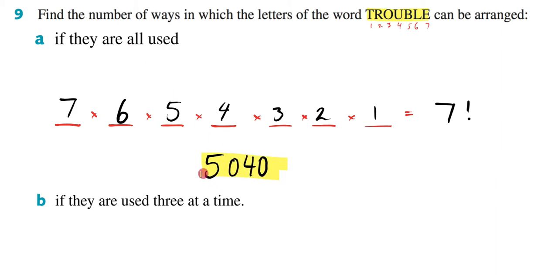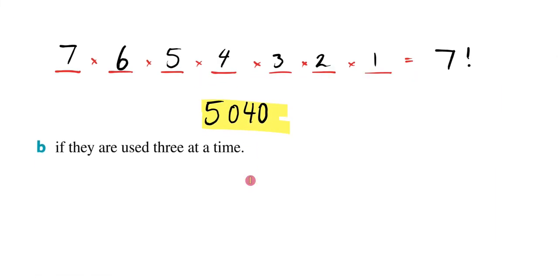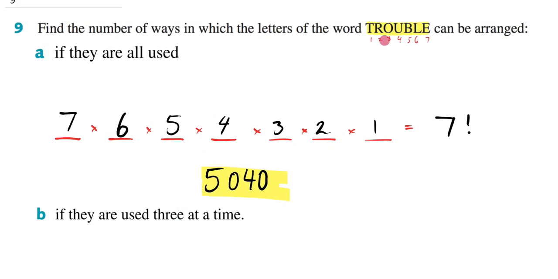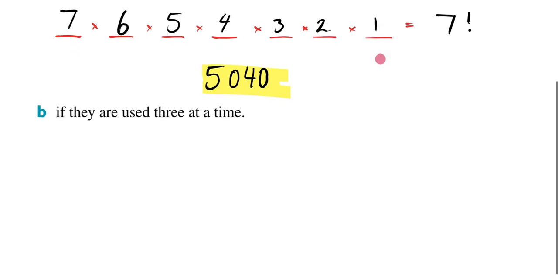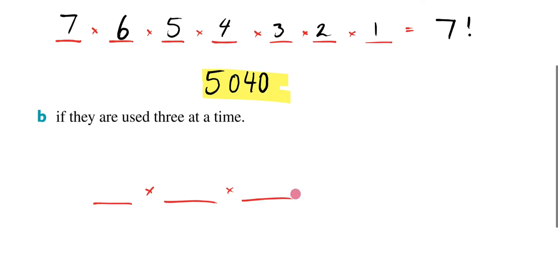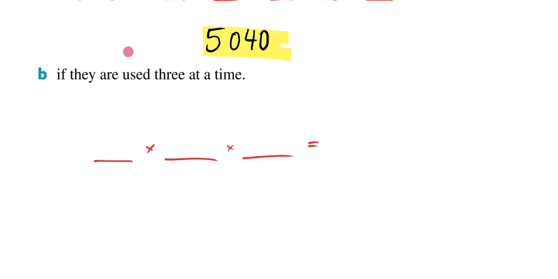Let's now answer the next question. That is the answer to A, and this part says if they are used 3 at a time. So in other words, how many ways can you arrange these letters if you have an arrangement that has a length of 3? I'm not going to say it's a 3-letter word, because a word has to make sense. This is literally just rearranging letters as many times as possible. We could think about this in many different ways, but let's just think about it this way first. I feel that this is most intuitive to most of us.